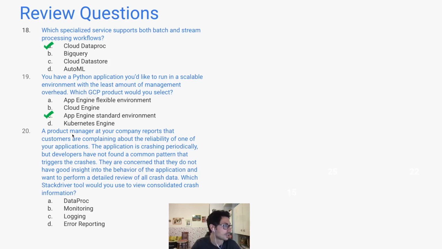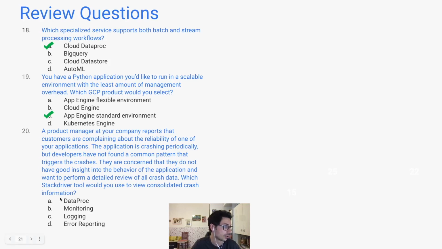A product manager at your company reports that customers are complaining about the reliability of one of your applications. The application is crashing periodically, but developers have not found a common pattern that triggers the crashes. They are concerned that they do not have good insight into the behavior of the application and want to perform a detailed review of all crash data. Which Stackdriver tool would you use to view consolidated crash information?